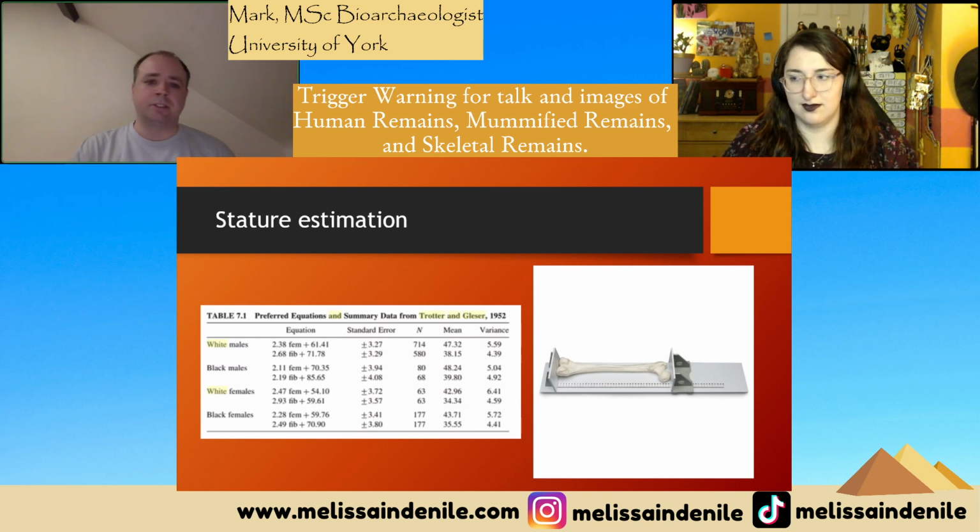So with stature estimation with Trotter and Glesser, you have to have the race estimation, which I'll talk about, I think, on the next slide. And then you have a fairly large standard of error. Like for the white male, it's plus or minus 3.27. That's going to be not as narrow as we'd hope.